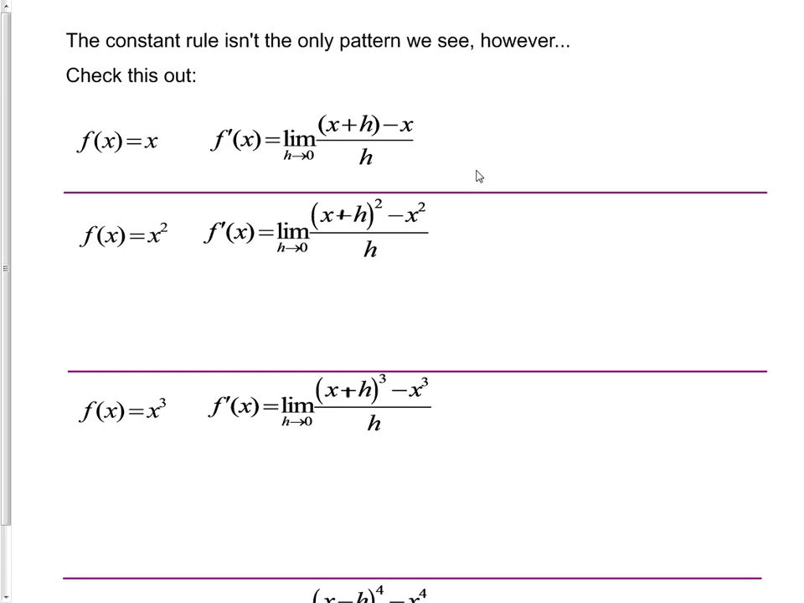So you may have noticed that there was this pattern when we were dealing with the limit definition of these derivatives back in the last section. We took limits of functions like this one. This is an easy one, right?